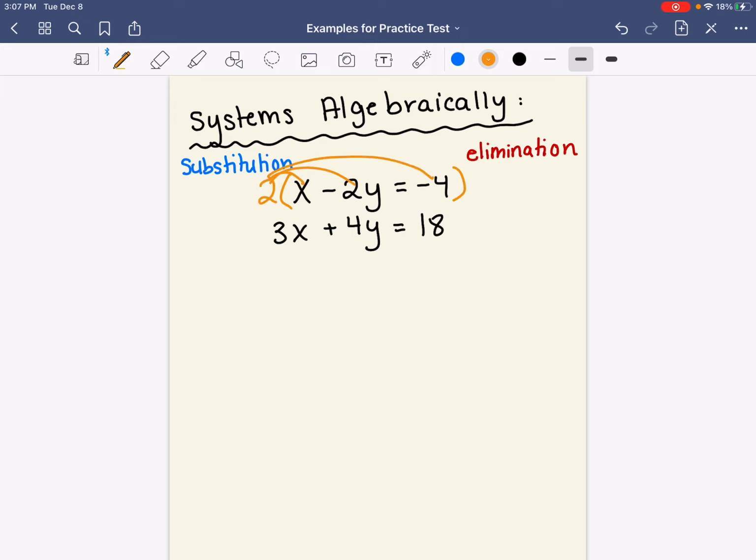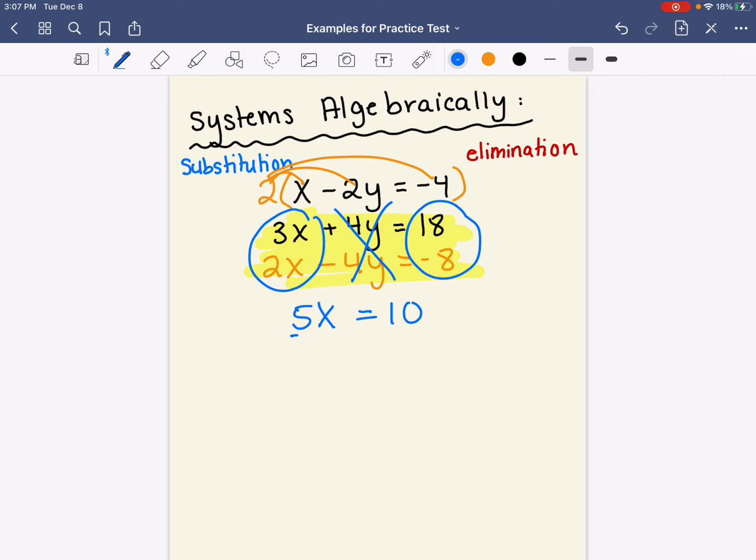And what's going to happen is I'm now going to have a -4y. Everything got multiplied by 2: 2 times x, -2y times 2, and -4 times 2. All of them got multiplied by 2 and I got 2x minus 4y equals -8. So with this new equation, if I just use these two equations now, one has a positive 4y and one has a -4y, so they cancel each other out. I get 5x equals 10. And then I can easily solve that by getting x equals 2.